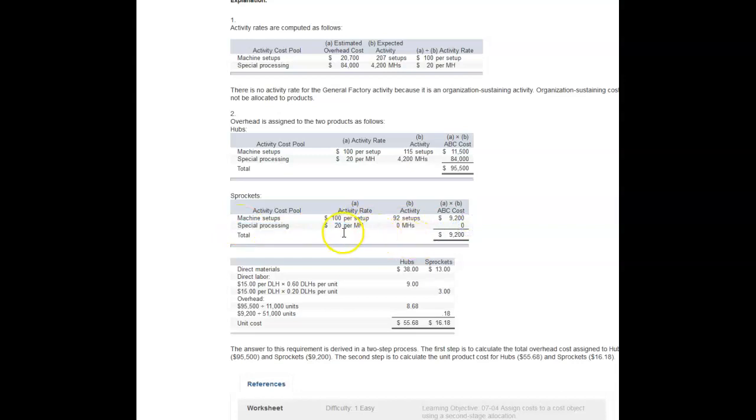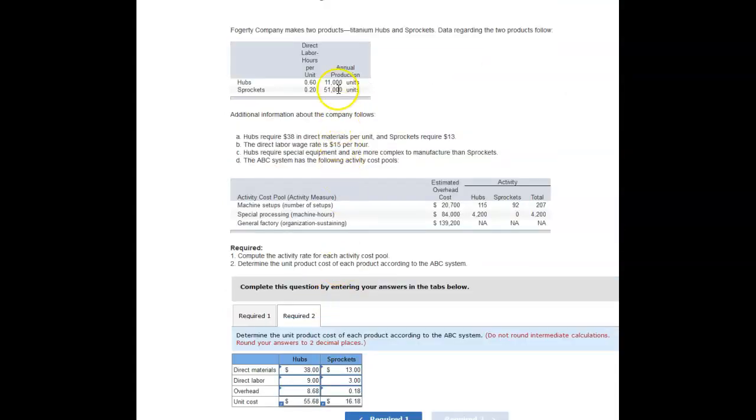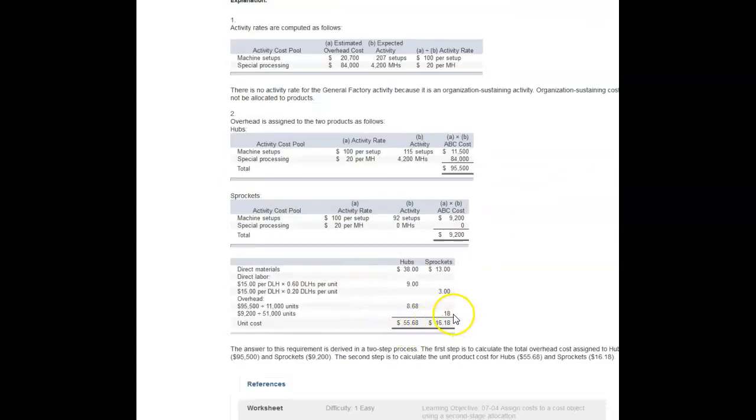In fact, you could have left this blank right here. It's zero. But it's here just to show you, even though it costs $20 per machine hour for the special processing cost, we don't use any machine hours for the sprockets. So now let's take the 9,200 right here, divide by 51,000 units we produce from right here, and there it is, 18 cents per unit. So the sprockets, it costs $13 per direct materials, $3 for direct labor, and 18 cents for overhead, for a total of $16.18 total cost to produce a sprocket.